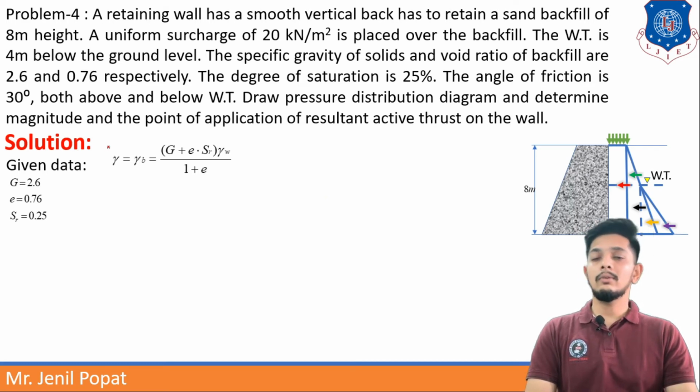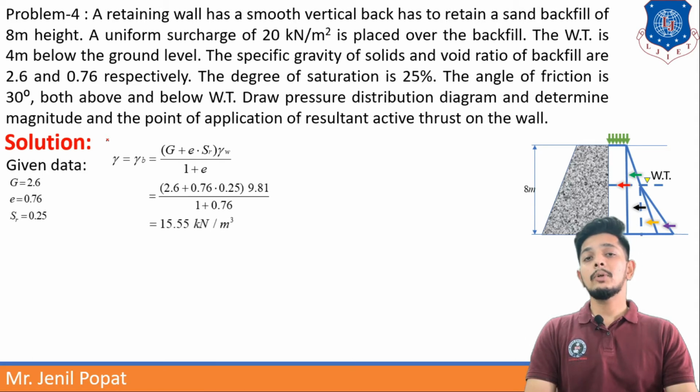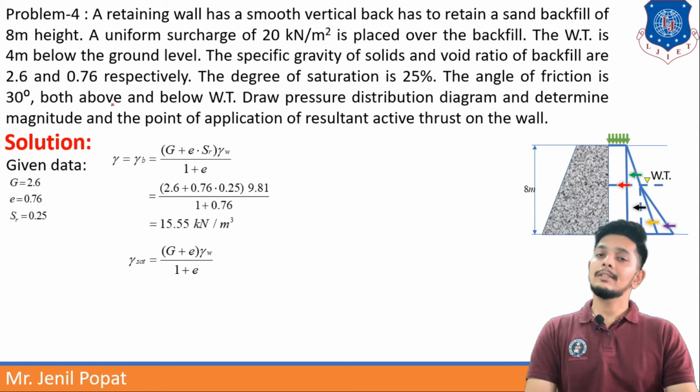Now for unit weight we will use the formula gamma, that is gamma B, is equal to (G plus e Sr), all in bracket, into gamma W upon 1 plus e. G, Sr and e are given. Gamma W is by default 9.81. Let us take gamma as 15.55 kilonewton per meter cube. So this is my unit weight. This is the bulk unit weight. I have to find the saturated unit weight as well as the submerged unit weight.